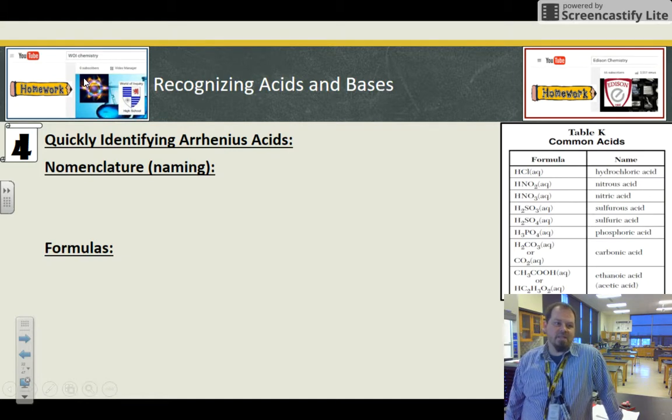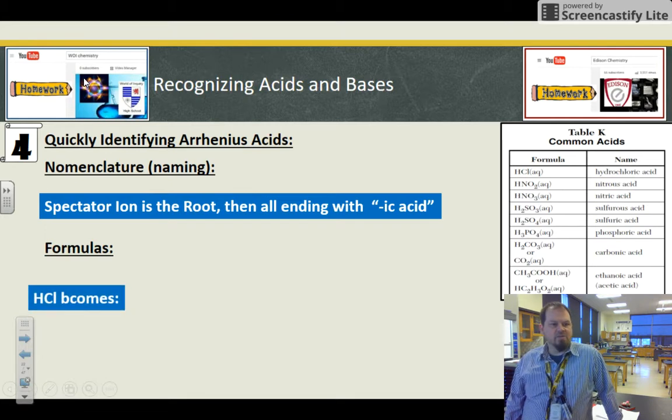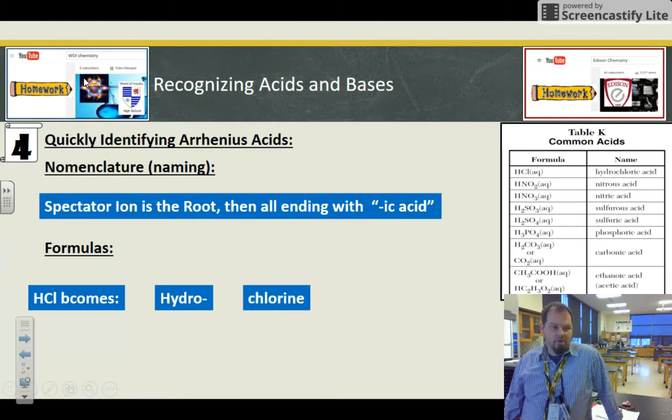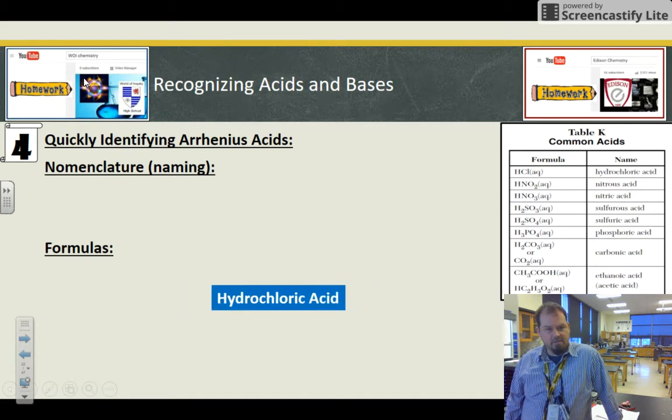Nomenclature: how do I name these things? So real quick, and you're only going to ever get asked the ones on here, so you can look them up, but there is a trick to naming them. The spectator ion is the root. And then it's going to end with ic acid. So let's check one out. I have HCl. So hydrogen, we go at hydro, we do the root. And then we add in chlorine and ic acid, we get hydrochloric acid. Beautiful. Isn't that nice how that works?